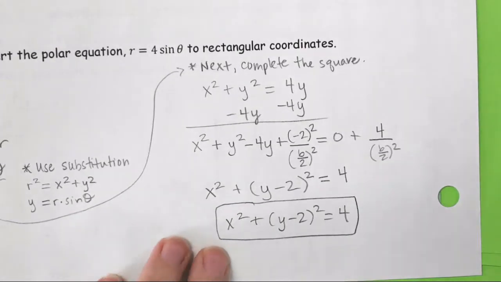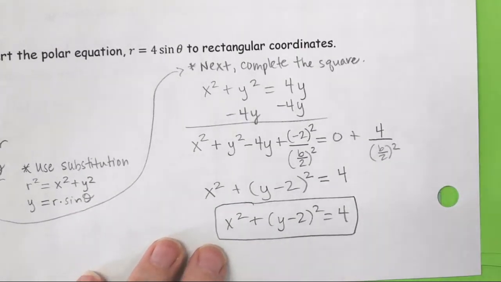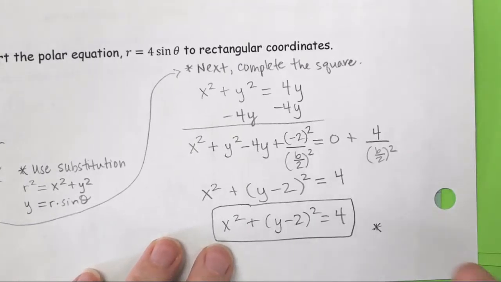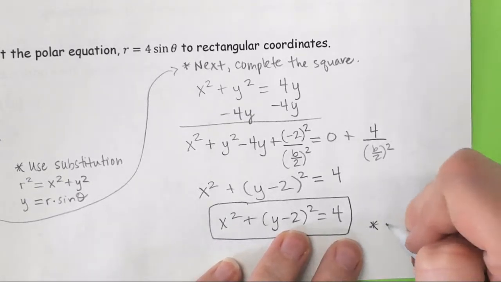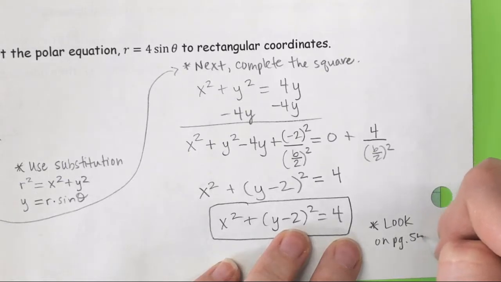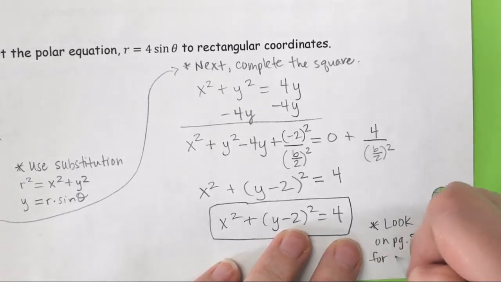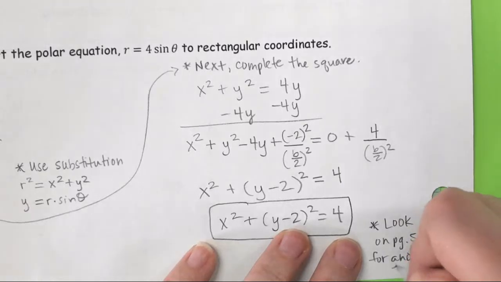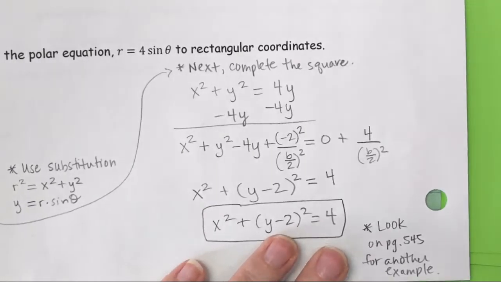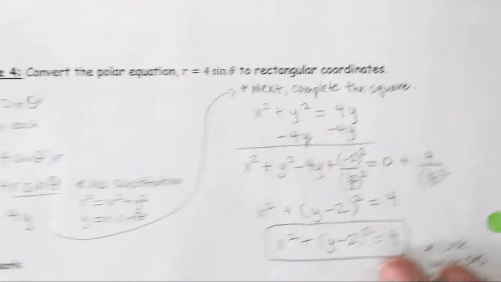Alright, and there you are. And then, do you guys recognize what equation this is? Of what shape? It is a circle. The circle would have a center of 0, 2, and the radius would be, what's the square root of 4? 2. Okay, so this is a circular equation. You can also look on page 545 for another example. All right, and that is our rectangular coordinates.